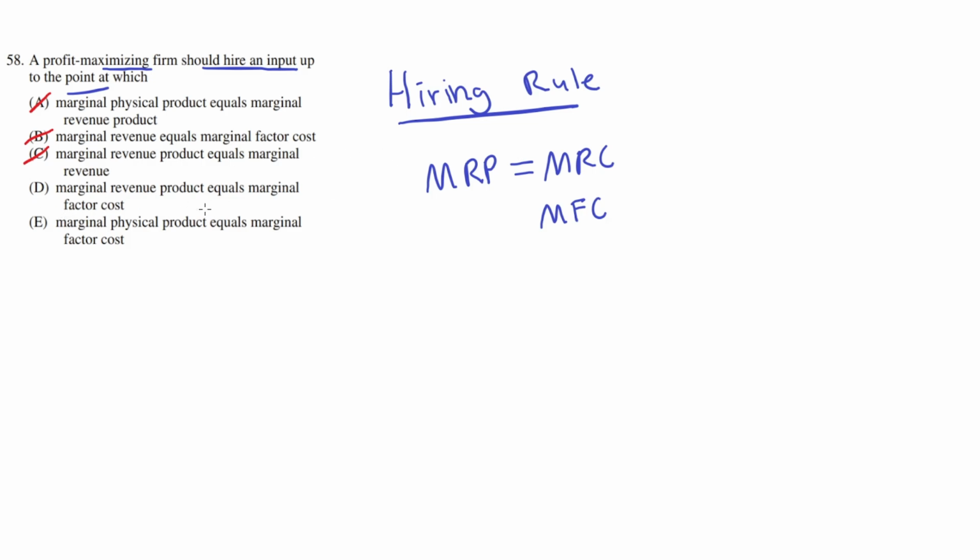D. Marginal revenue product equals marginal factor cost. This seems to be the correct answer because it follows the hiring rule, which is MRP equals MRC or MFC. In this case, it shows marginal revenue product equals marginal factor cost. So because this follows the hiring rule, D seems to be the correct answer. E. Marginal physical product equals marginal factor cost. This is incorrect because setting the marginal physical product equal to the marginal factor cost doesn't follow the hiring rule. Therefore, E is incorrect, and the correct answer is D.